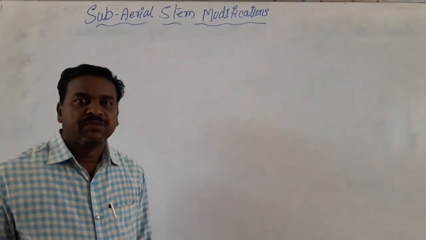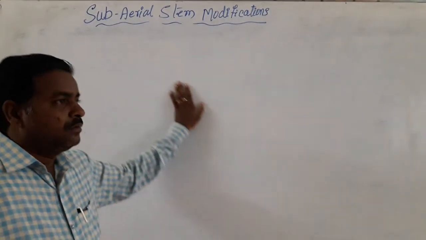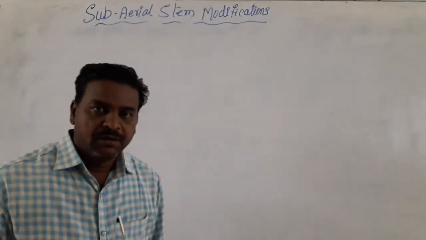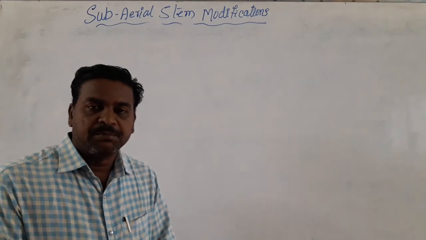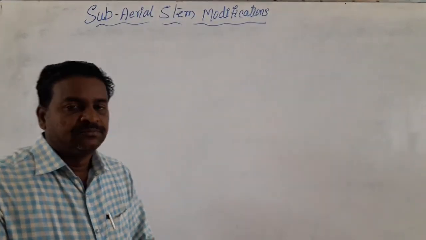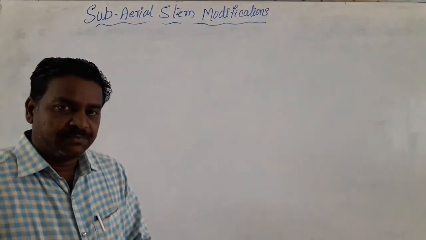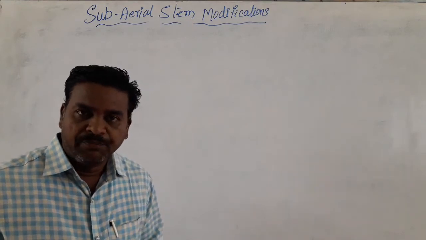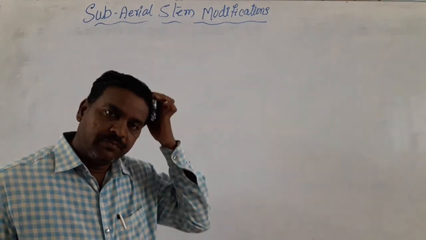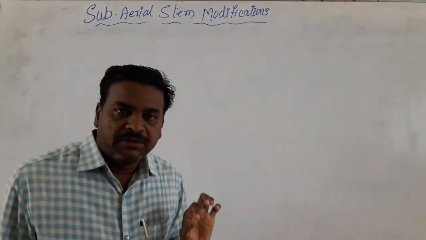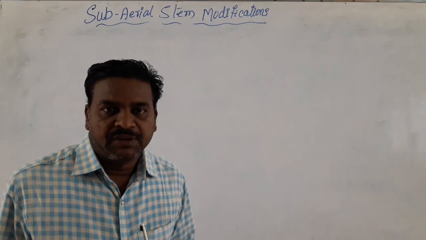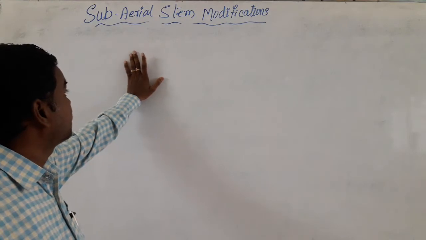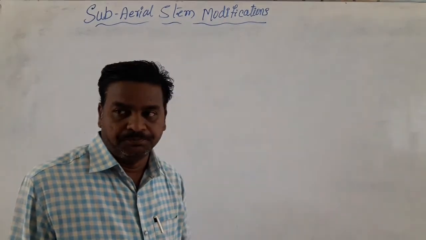Good morning, students. Now coming to subaerial stem modifications. Stems are of three types: underground stems, aerial stems, and subaerial stems. In some plants, stems are present partly underground and partly aerial. That is, a part of the stem is present inside the ground and a part of the stem is present outside. Such types of stems are called subaerial stems.